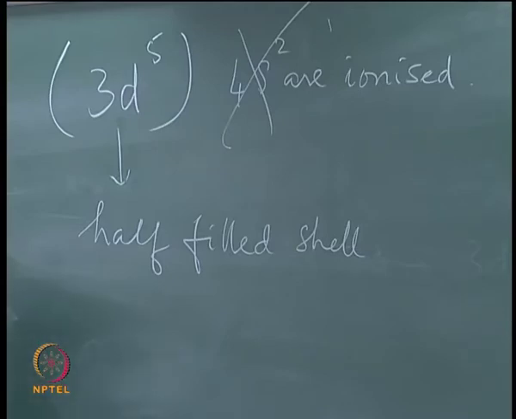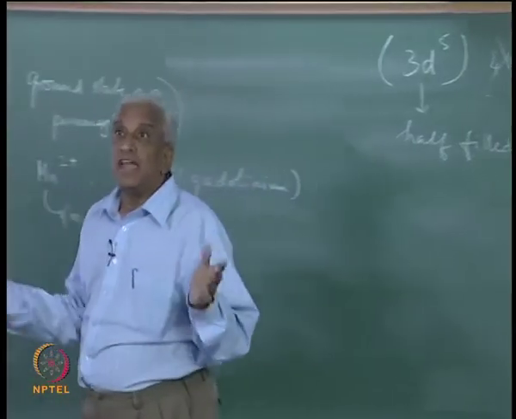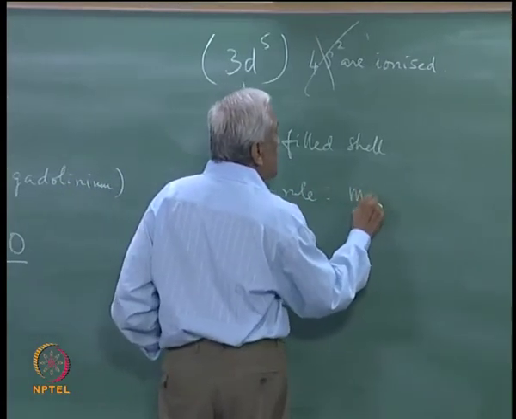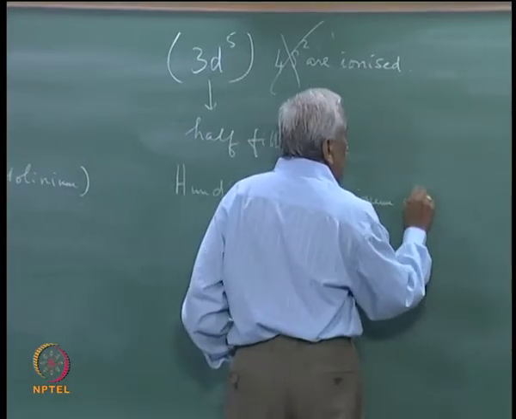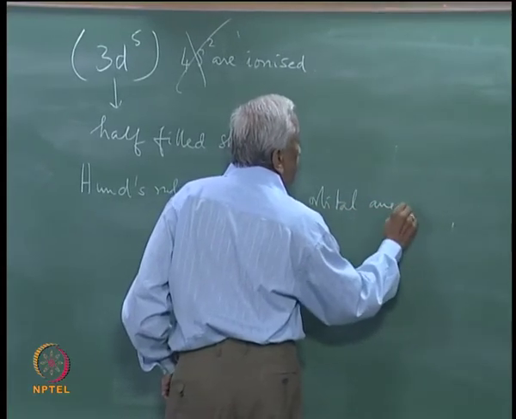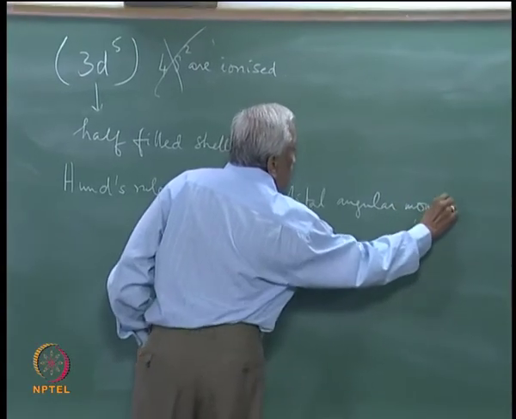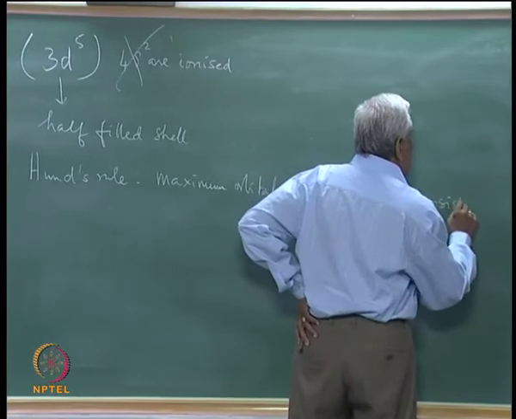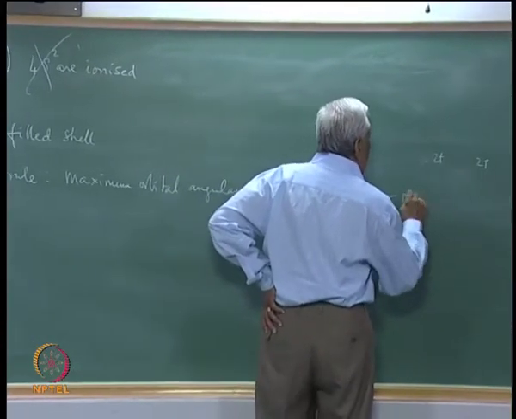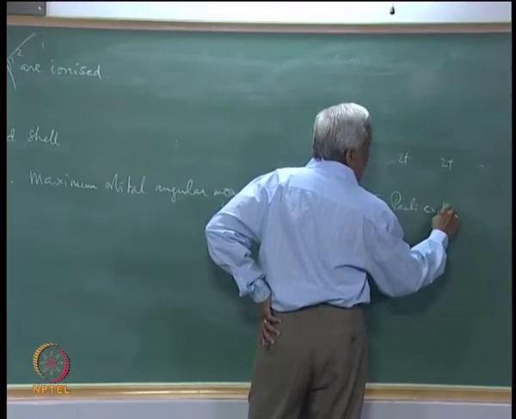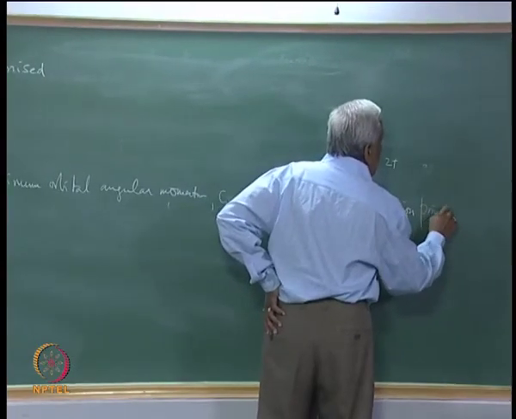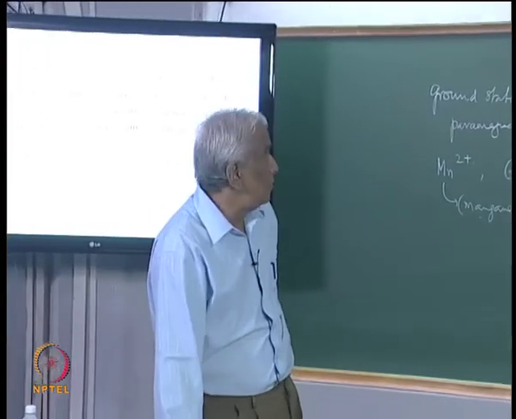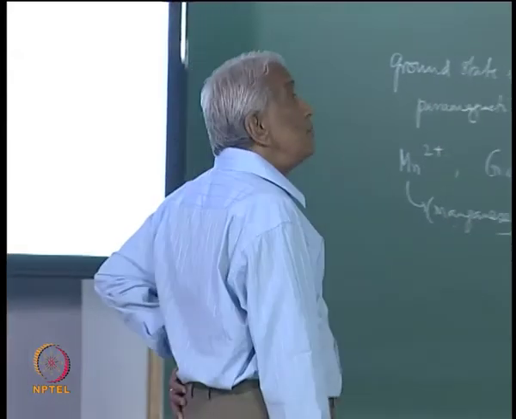So according to Hund's rule, all the electrons will be found in such states so as to have the maximum orbital angular momentum, so as not to violate the Pauli principle, consistent with the Pauli exclusion principle. We have already seen what the Pauli exclusion principle is. According to the Pauli exclusion principle, no 2 electrons having all quantum numbers identical can occupy the same quantum state.